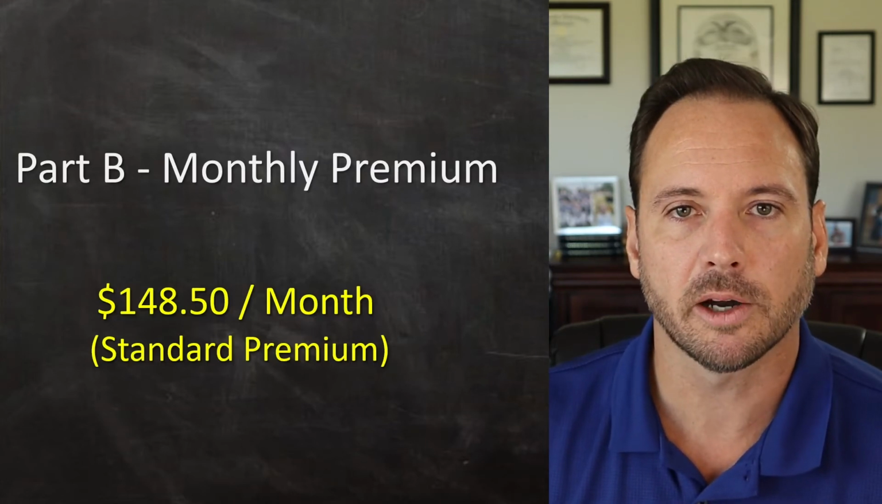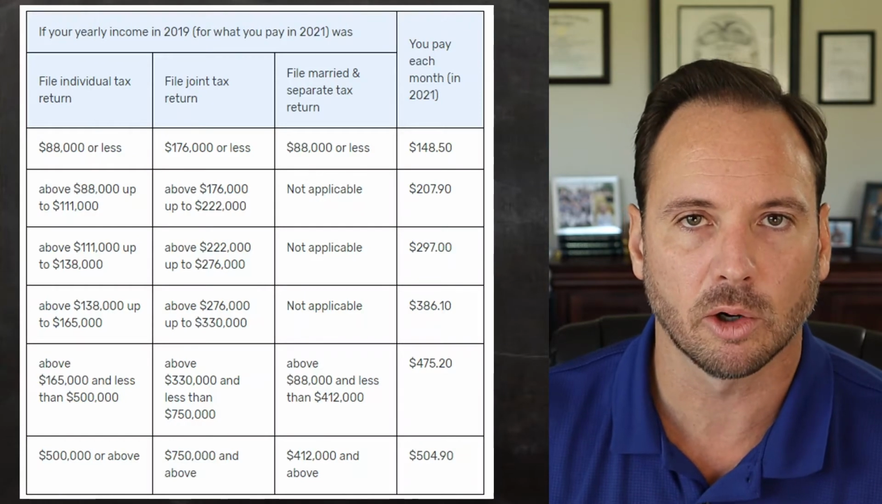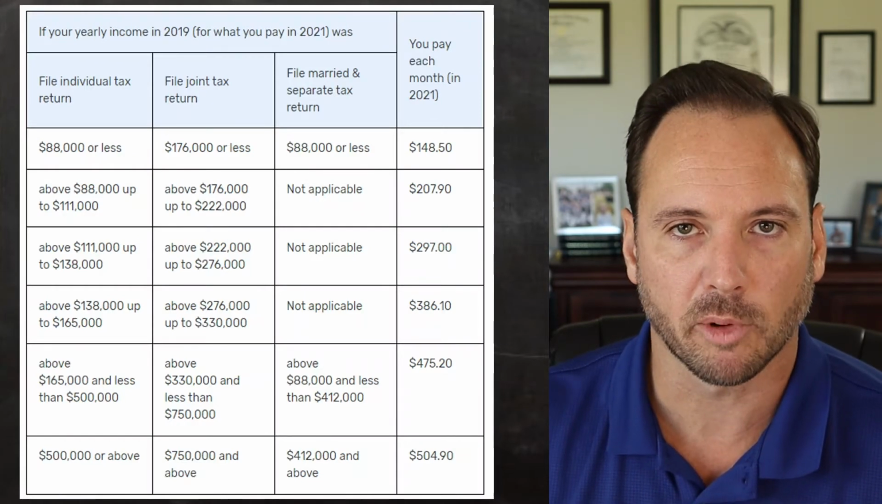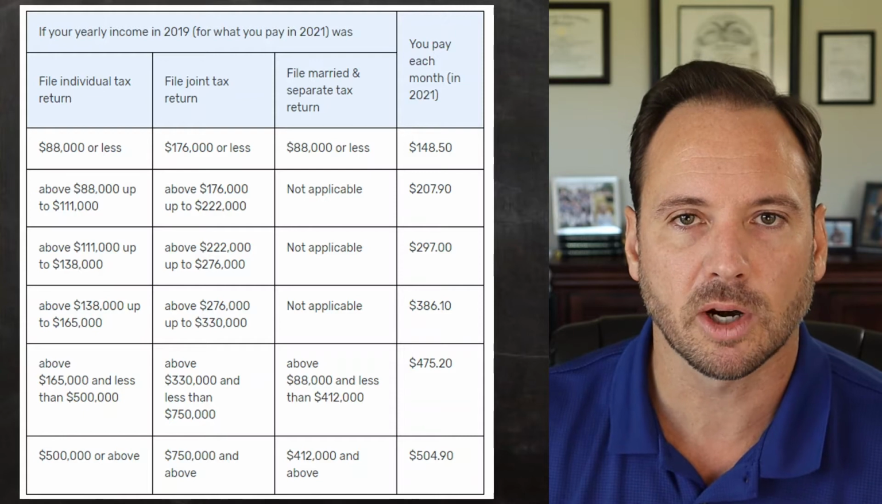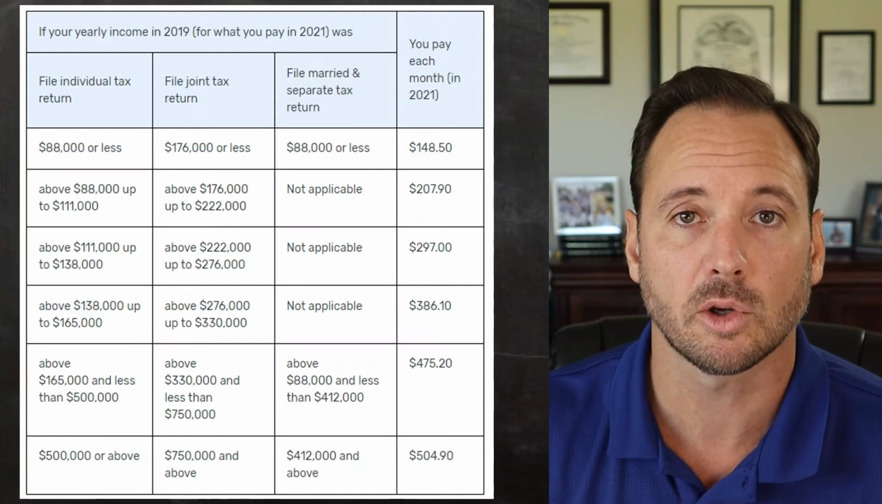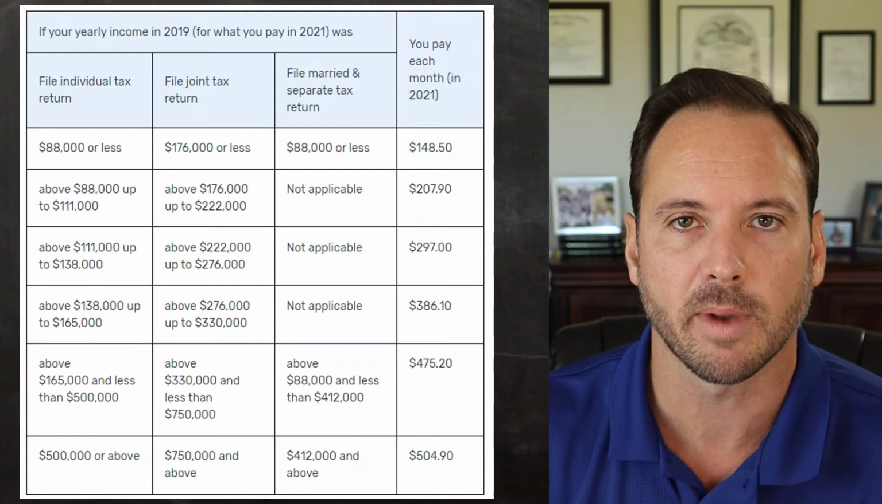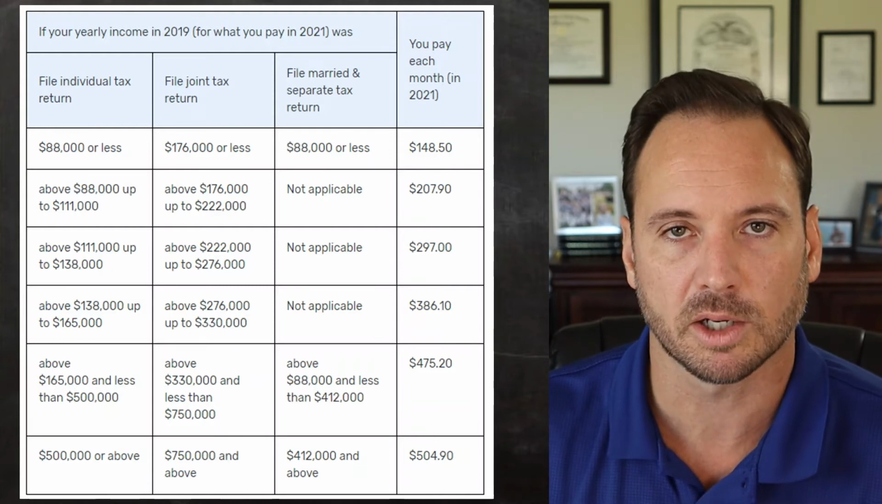I'm going to put on the screen here a chart of the income thresholds and their corresponding Part B premiums. And I'll include a link in the description to the Medicare page so you can go and find the updated information whenever you happen to be watching this video.